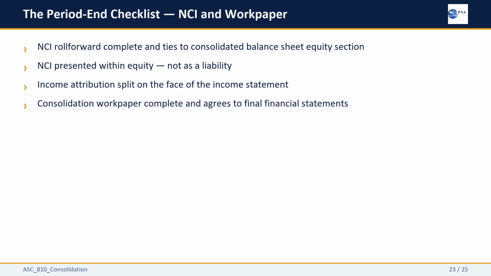The final checklist items: NCI roll forward completed and confirmed to agree to the equity section of the balance sheet. NCI presented within equity, no exceptions. Income attribution shown on the face of the income statement. And the consolidation work paper complete: standalone financials for each entity, the eliminations column, and consolidated totals that agree to the final statements. When every item is checked and documented, the consolidation is complete.